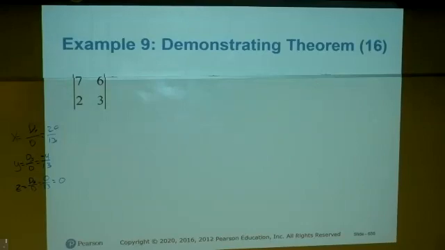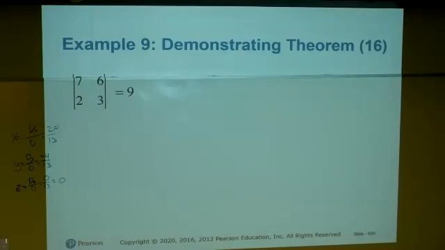So what they're going to do is they're going to change this. First, they're going to find this determinant. So we have 7 times 3, which is 21, and 2 times 6. 2 times 6 is 12, and so 21 minus 12 is 9.